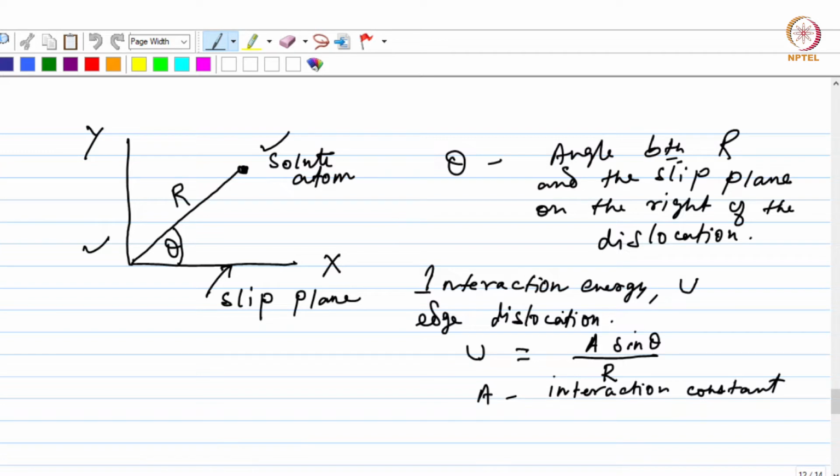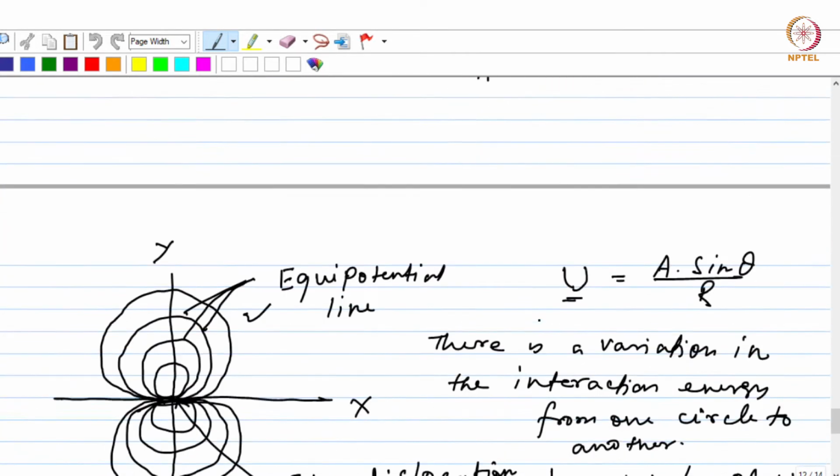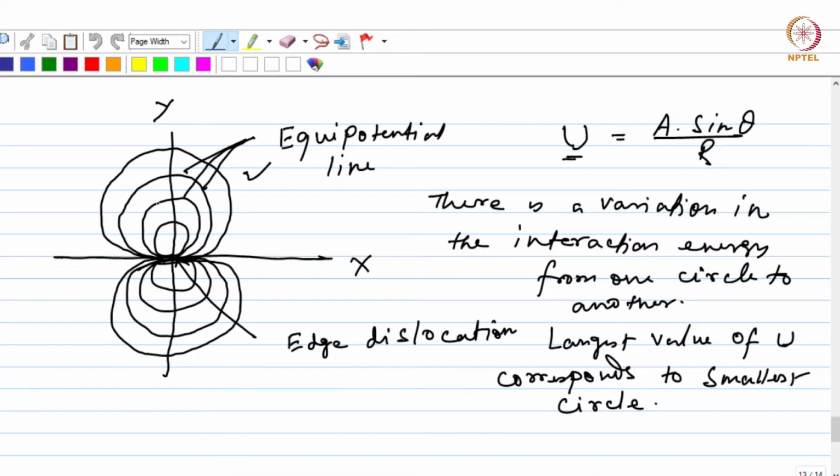So from here, what we basically derived were these equipotential lines, which are basically the values of this interaction energy U. For a fixed value of U, you will get these circles passing through the dislocation line. And we have also seen that the largest value of U corresponds to the smallest circle.